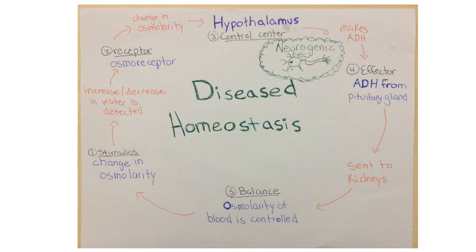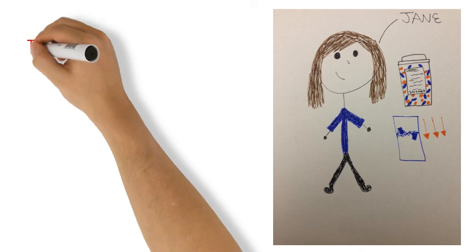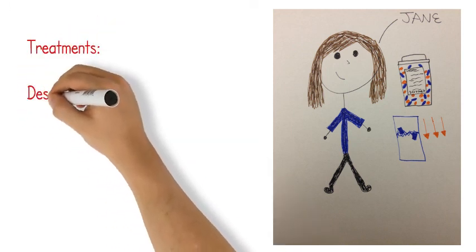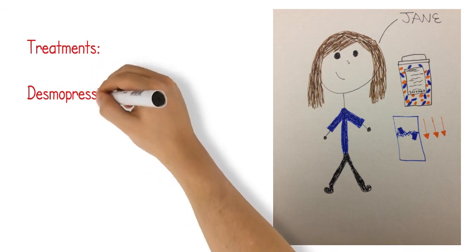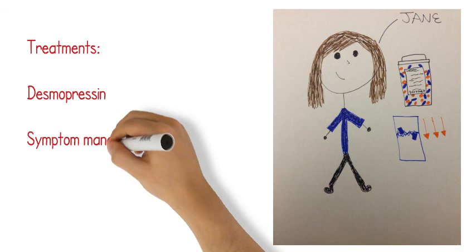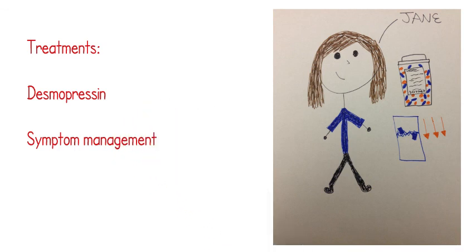In central or neurogenic diabetes insipidus, the ADH is not being produced or delivered due to damaged neurons. This prevents osmolarity from being balanced in the blood. Treatments include desmopressin, which is a hormone replacement for vasopressin, which helps reduce urine production. Jane can also manage her symptoms by cutting down on the amount of water she drinks to control excessive urination.